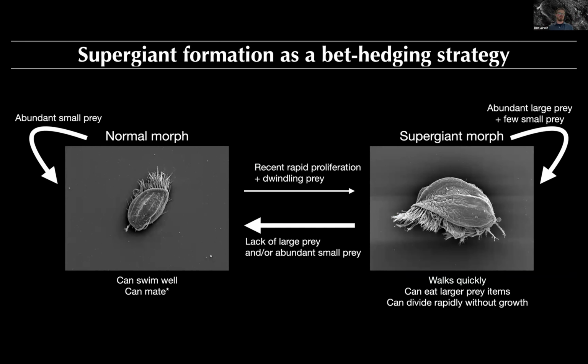But I think that this system could really be an exciting opportunity to take this sort of evolutionary developmental biology approach to studying a developmental process in a cell that might help us understand the elaboration of different cell morphologies and behaviors across evolutionary timescales as well. So just to summarize, what we found with these supergiants is we think that everything that we're seeing is consistent with a bet hedging strategy, where these normal morphs are undergoing this stochastic transition to this supergiant morph in the presence of dwindling small prey items.